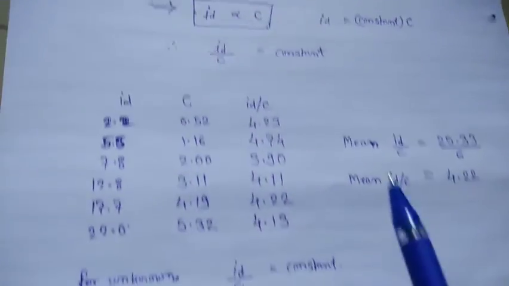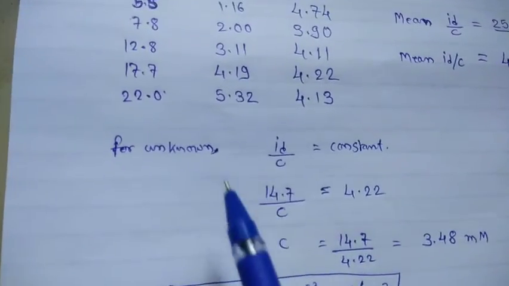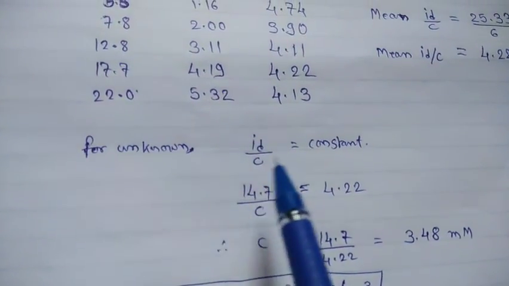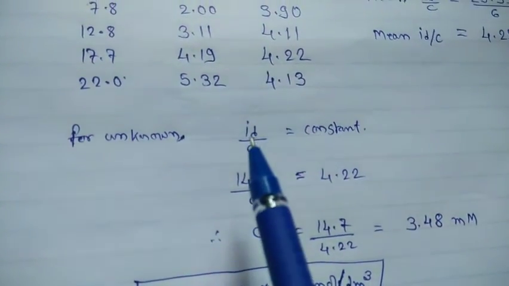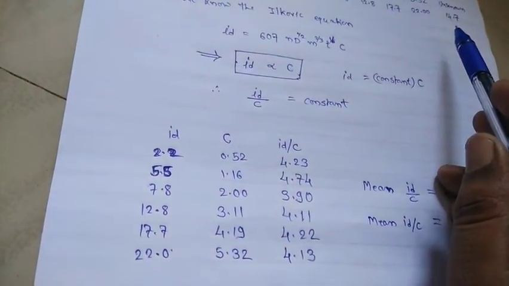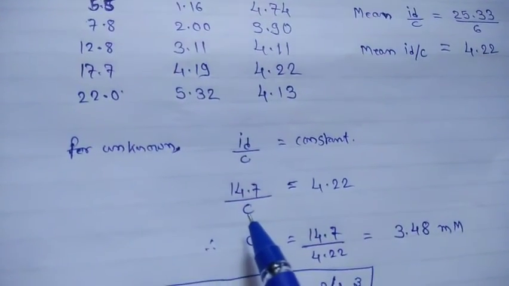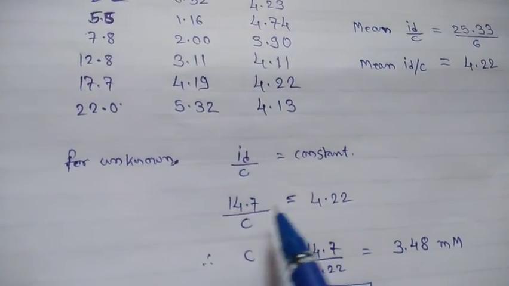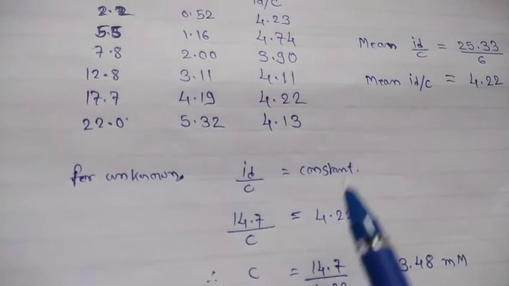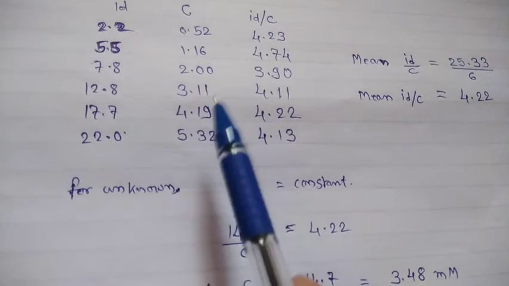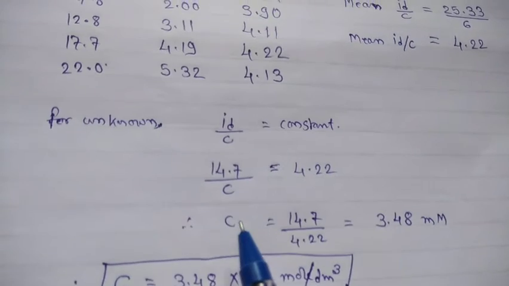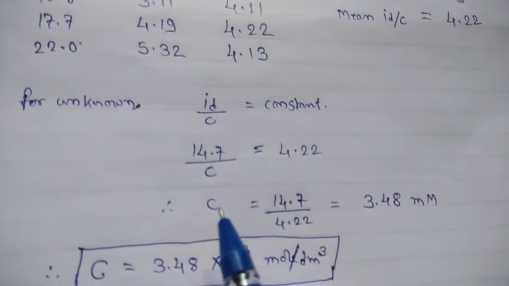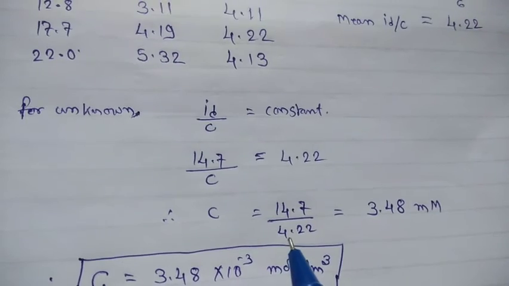By considering the equation id upon C equal to the constant, here we can put the value of id, which is given here, 14.7. Then we have to calculate the concentration, and the value of the ratio is 4.22, which is calculated from this table. For calculating the concentration we have to modify this equation like this: C equal to 14.7 upon 4.22.